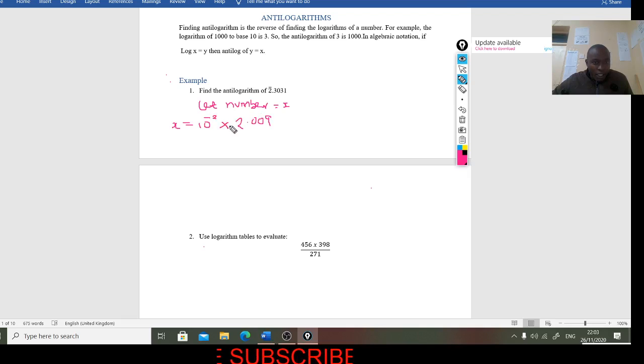Remember, negative, you went to the left side. So if I go to the left side, I'll add a 0 here because I'm 2 steps behind. If I add a 0 here, it will be 1 with this 0 again, 2. A point should be here, so it will be equal to, because times 10 to the power -2, 0.02009. So this is how we find the antilog.